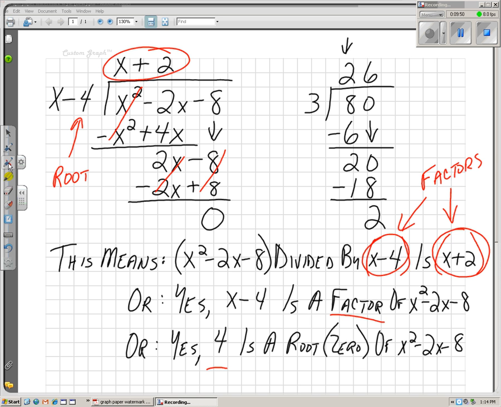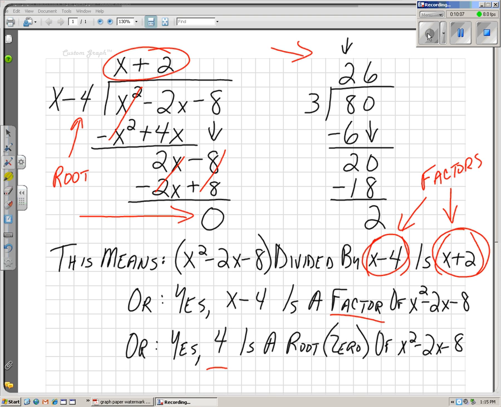Yes, 4 is a root or a 0 of the function because it went in evenly with no remainder. If it goes in evenly with no remainder, we say yes, it is a root or a 0. And one last thing I want to show you, remember on our grade school example right here, we had a remainder.